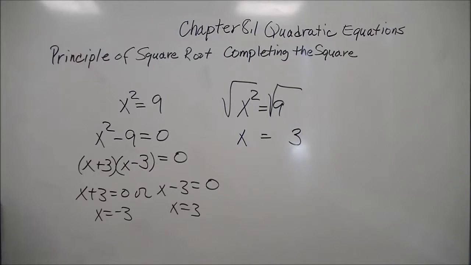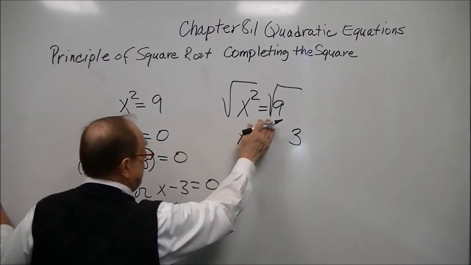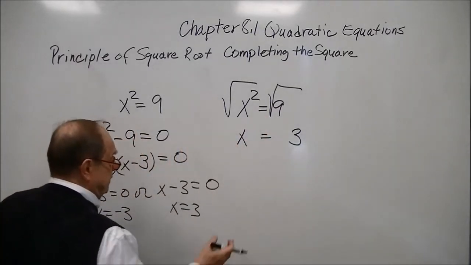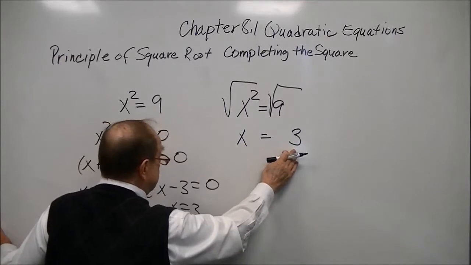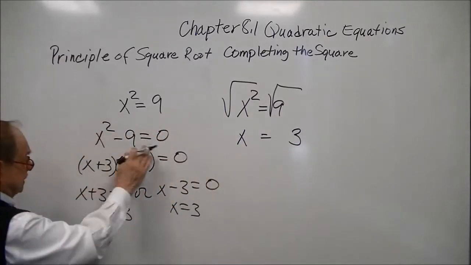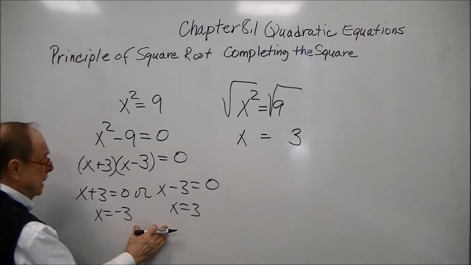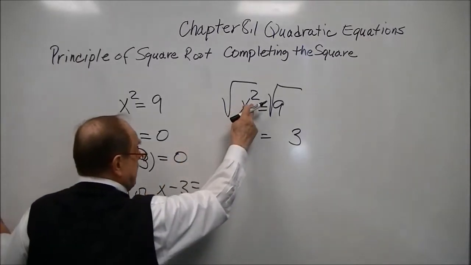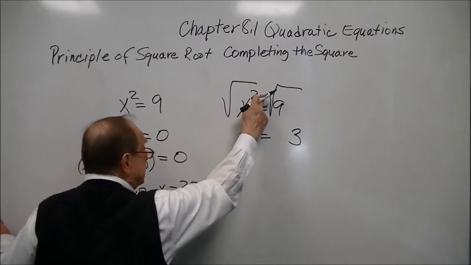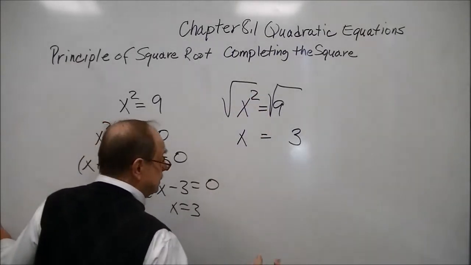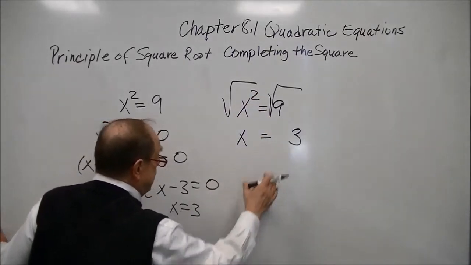Now notice, in doing it this way, how many answers do we get? Well, we only got one. If we did it the factoring way, we got 2. And since this is an equation to the second degree, we need 2 solutions. We only got 1.